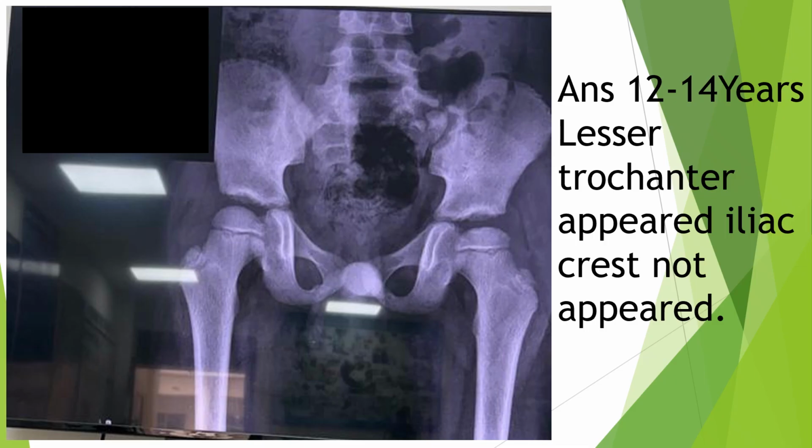And lesser trochanter has appeared, so it will be more than 12, but not fused, so it will be less than 18. Okay, and iliac crest has not appeared yet, so it will be less than 14, and more than 12. So 12 to 14, why? Because lesser trochanter has appeared and iliac crest has not appeared. So 12 to 14. Okay.